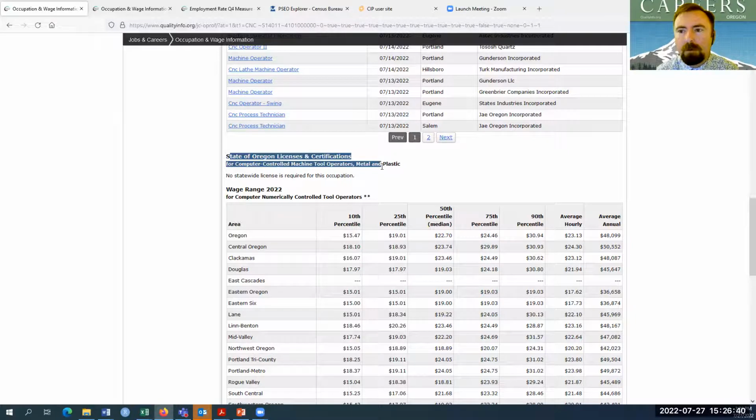So it's good to be aware that what we're trying to describe here is state administered licenses, as opposed to things like nationally accredited or specific skill licensing like Microsoft certification or something like that.